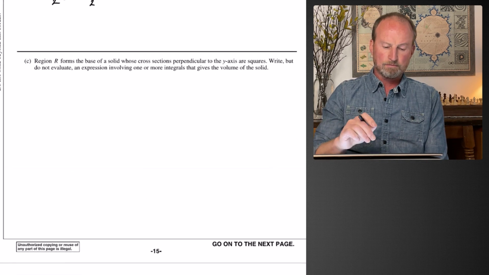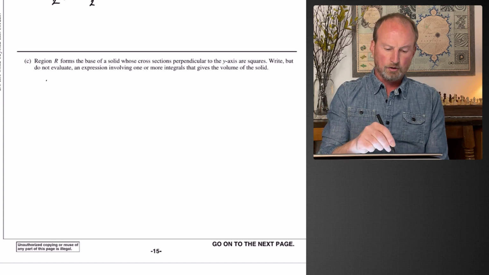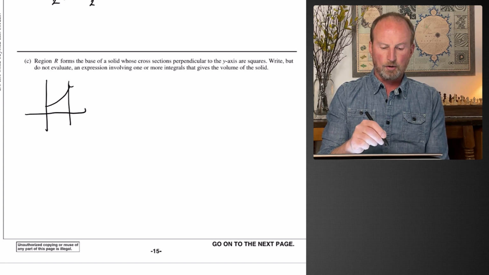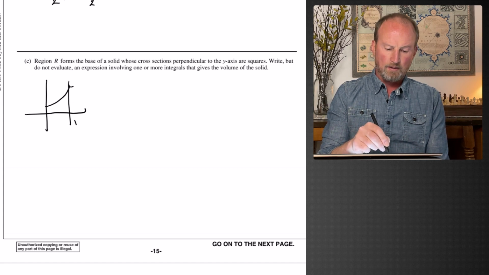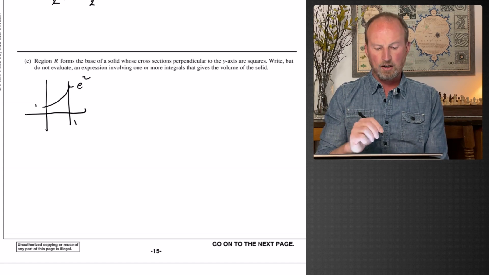Okay, question C. R forms the base of a solid whose cross sections perpendicular to the y-axis. That's important. Perpendicular to the y-axis. Right, but do not solve. So I'm just going to quickly throw a quick sketch in here of what we had. So there's my function. This up here was 1, and this up here is e squared, and this is 1. So I don't have to go back and forth.